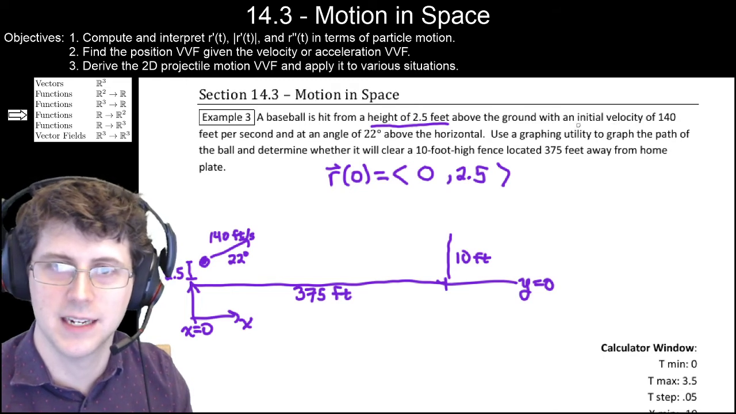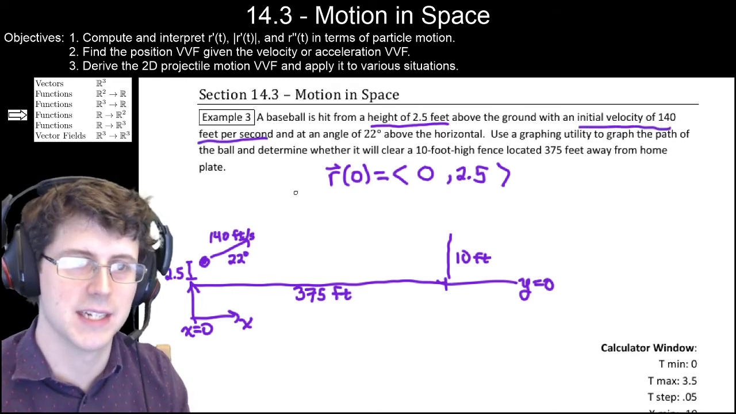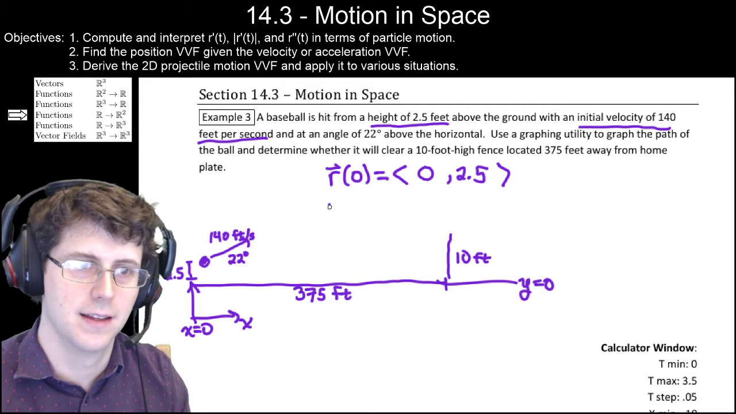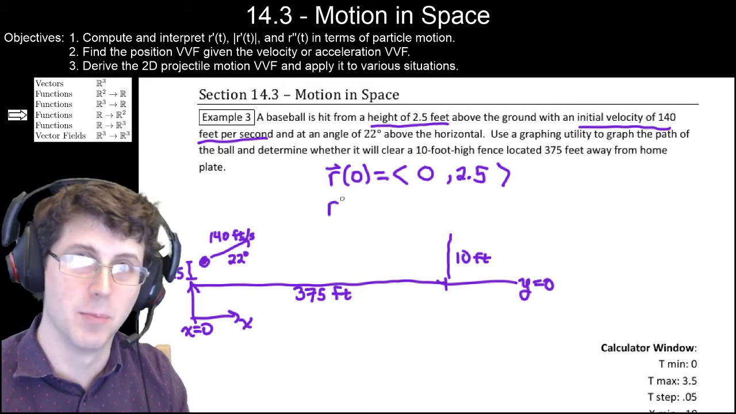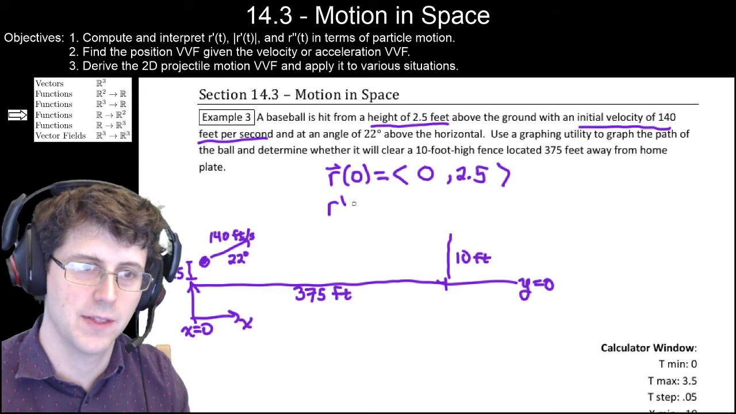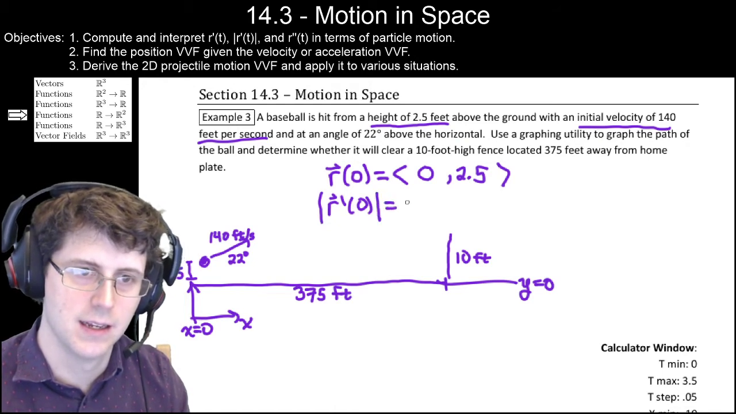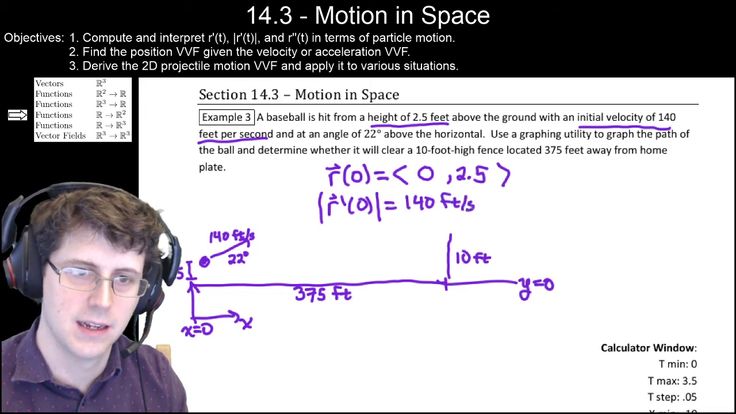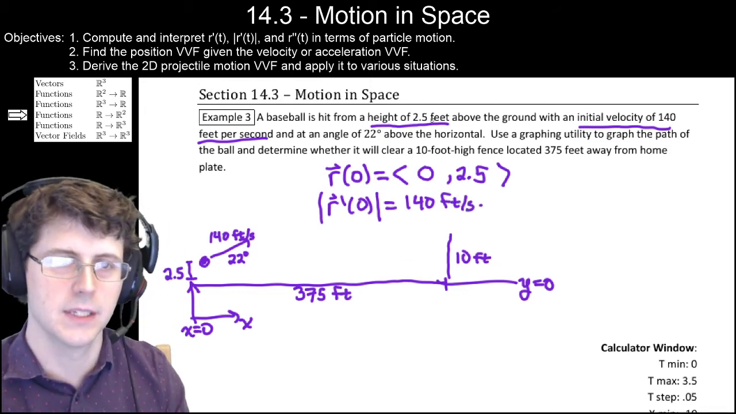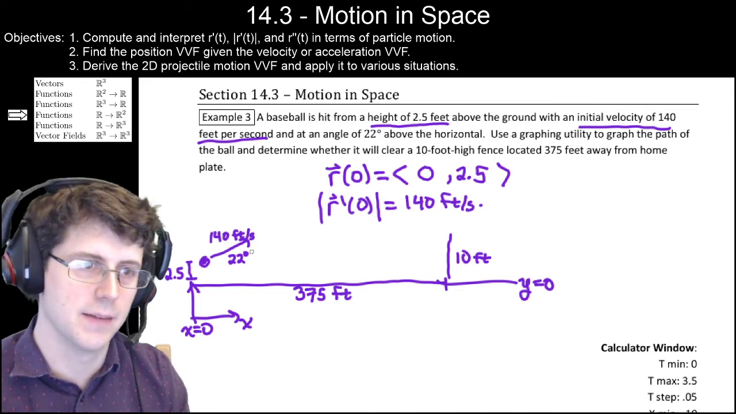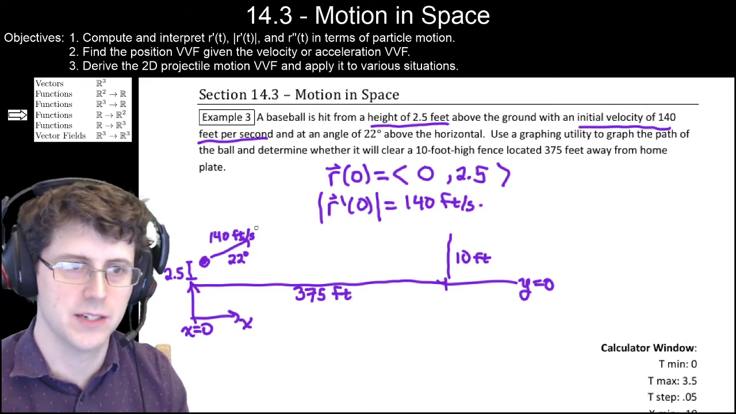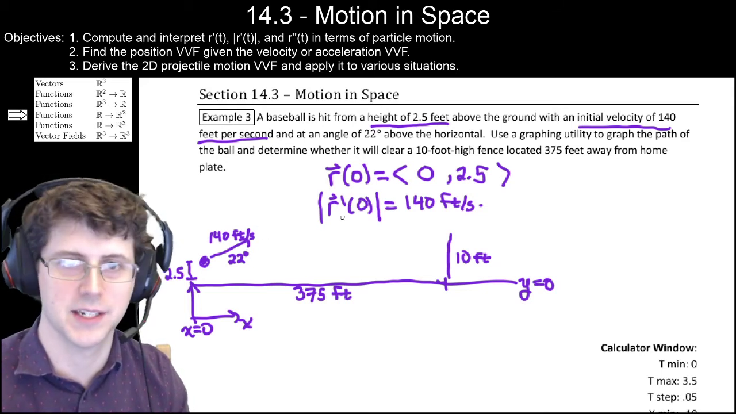Okay, this stuff. Initial velocity of 140 feet per second. That's just a number, 140 feet per second. So that tells me that the speed, here's the velocity, here's the speed, is 140 feet per second. We'll need to use this 22 degrees. The way that we'll use this 22 degrees is we'll draw a triangle and we'll figure out what r prime of 0 actually is.